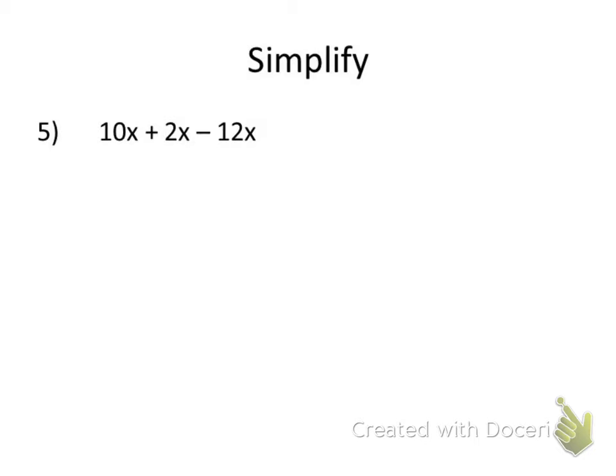Alright, moving right along. Here's some x's. So 10x plus 2x minus 12x. Alright, I'm just going to start in the beginning. 10x. What combines with the 10x? The 2x and the 12x. Good. So from left to right, what is 10x plus 2x? So I have 12x minus 12x.